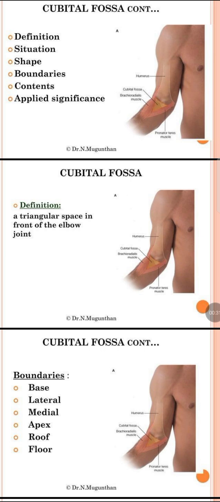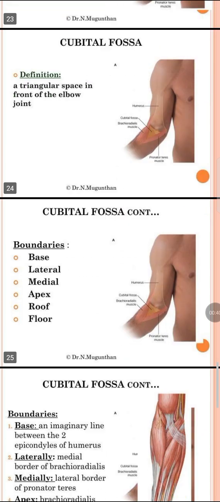So on the elbow joint, on the anterior side, that's where the cubital fossa is located. So let's look at the boundaries.